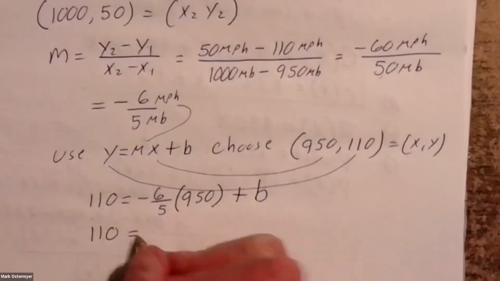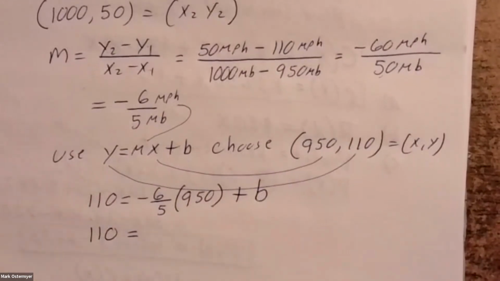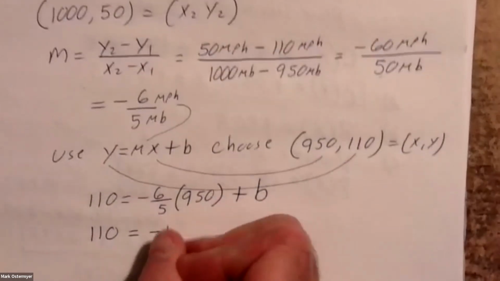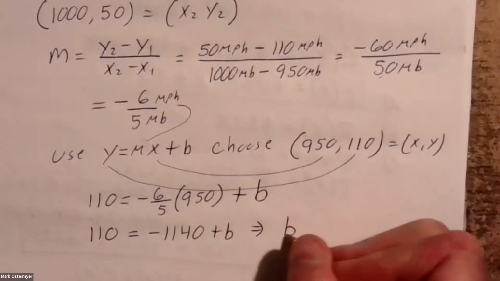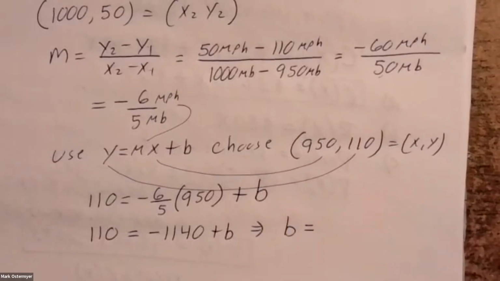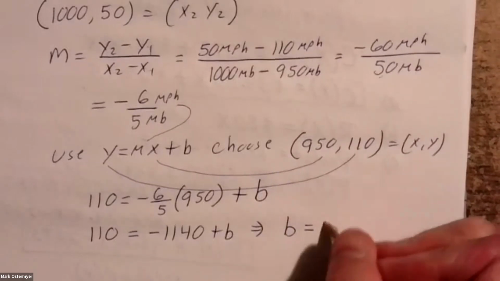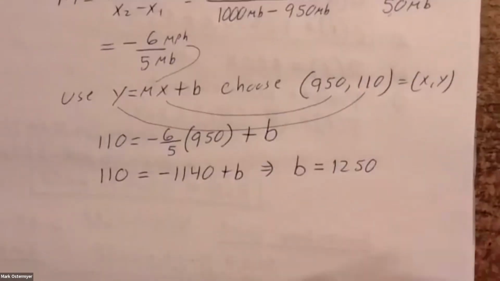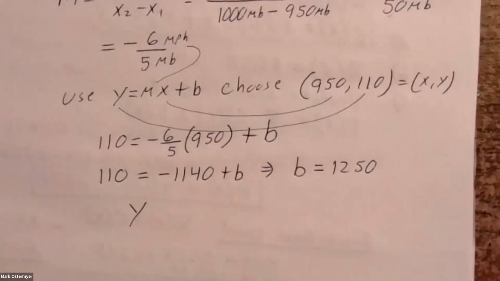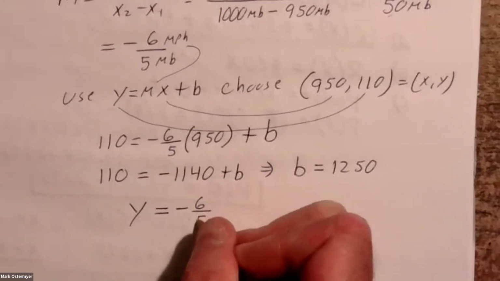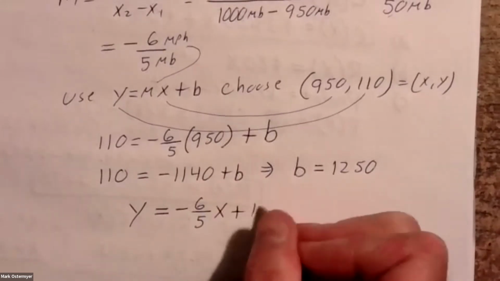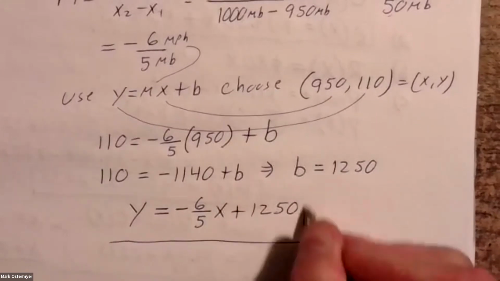Now, what's negative 6/5 times 950? I believe that's negative 1140. Adding 1140 to both sides of the equation, the y-intercept b walks out with a value of 1250. Therefore, we can write the equation of this line that relates atmospheric pressure and wind speed of this storm. So y is equal to the slope, negative 6/5, times x plus the y-intercept, 1250. There's the equation that they wanted us to write in part A.